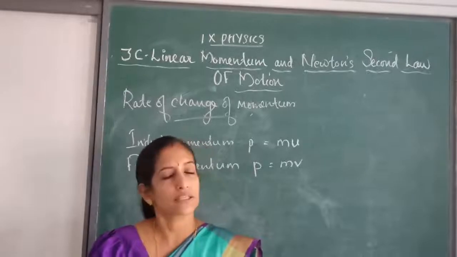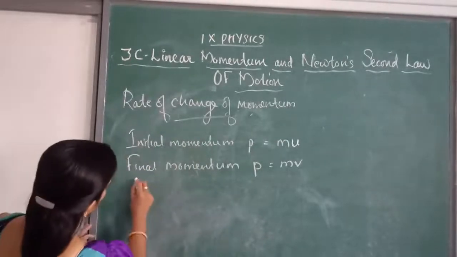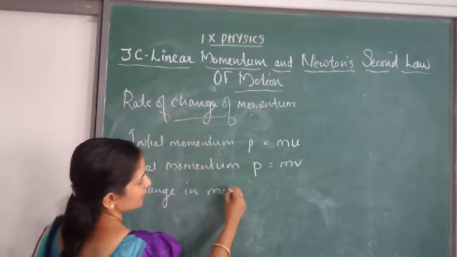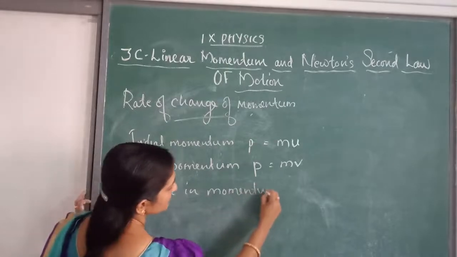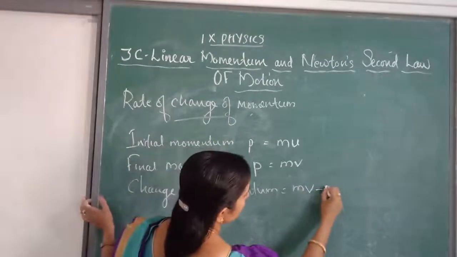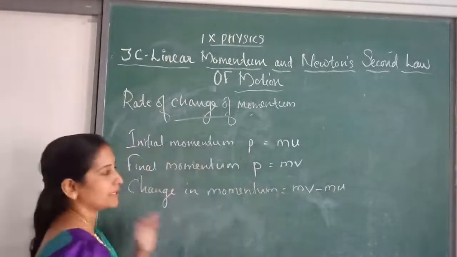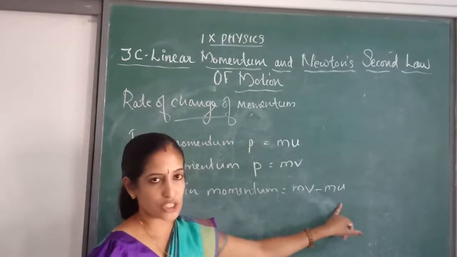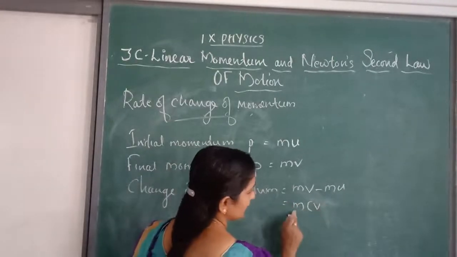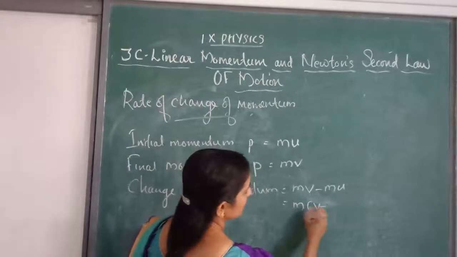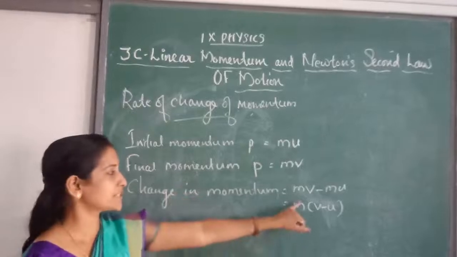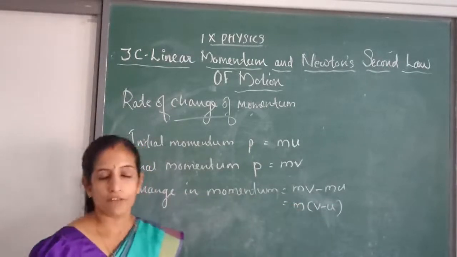And what is the change in momentum? Change in momentum can be written as final momentum minus initial momentum. So here you can see m is common in both the terms. So we can take m outside from both the terms, m into v minus u. Okay, so the change in momentum is m into v minus u.